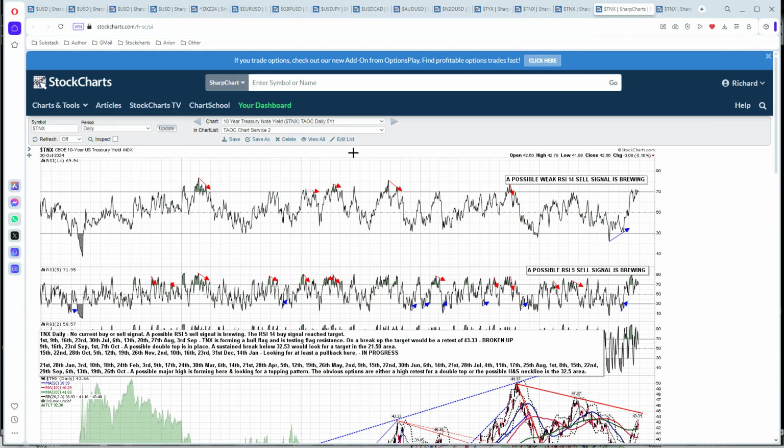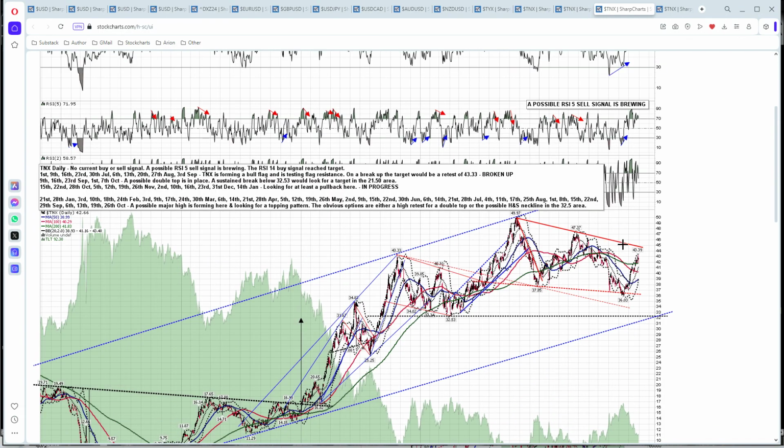On the daily chart, we've got a possible weak RSI 14 sell signal brewing or a possible RSI 5 sell signal brewing. These haven't actually firmed up into full targets, and we've got a pretty obvious target above at declining resistance here, which I've got in about the 44.8 area. I'm thinking we may well still go back and get that target. We will see. All right, so bigger picture.